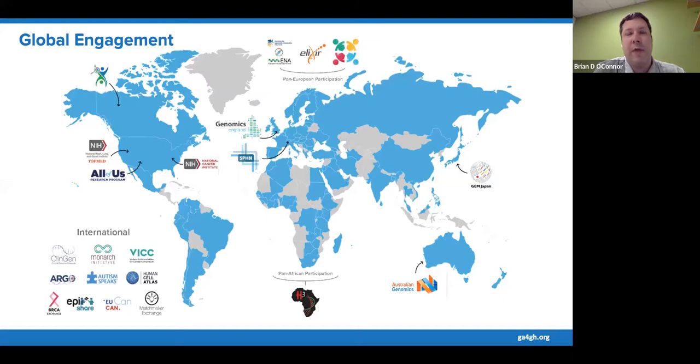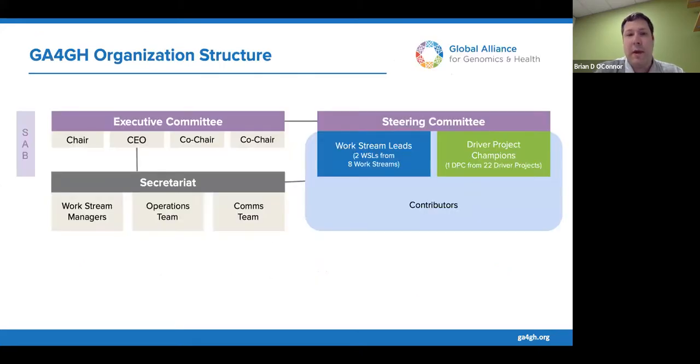So the driver projects have been instrumental in helping to move these standards that we're creating forward in GA4GH, but it's really the individual contributors. Any of these work streams are open to anyone that wants to contribute and join in and help out and make their voice heard. So the map here is really showing where our contributors are coming from as well. Right now we have representation from 90 plus countries, but there's always an opportunity and a great desire to continue to expand that and have as many contributors as possible join our work streams and make their voices heard and help us in our mission to create these standards.